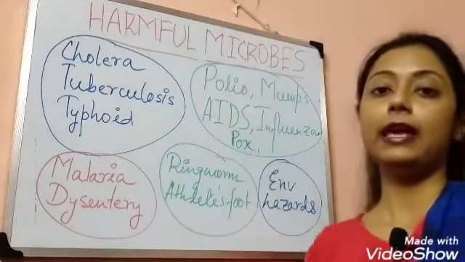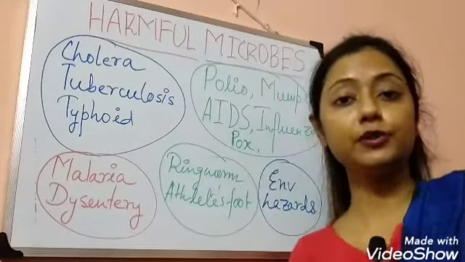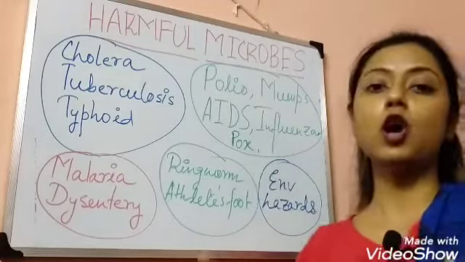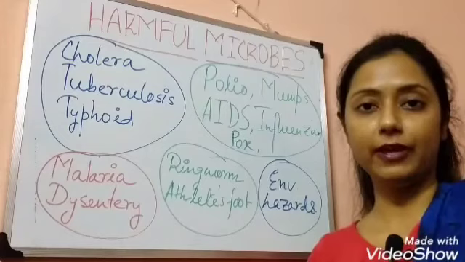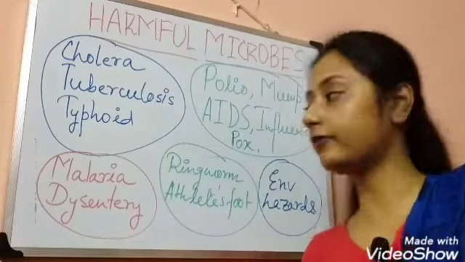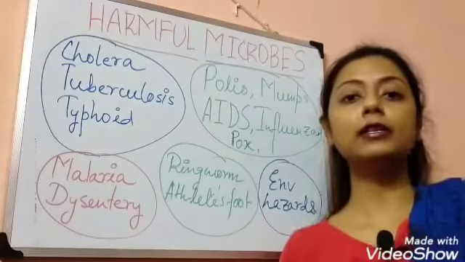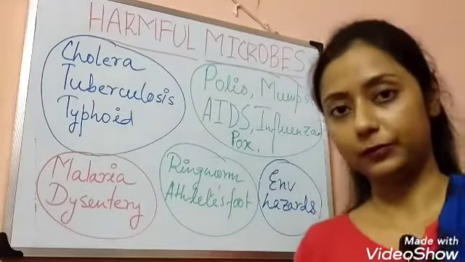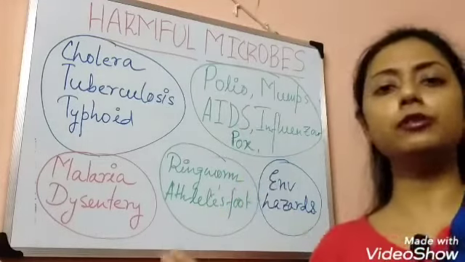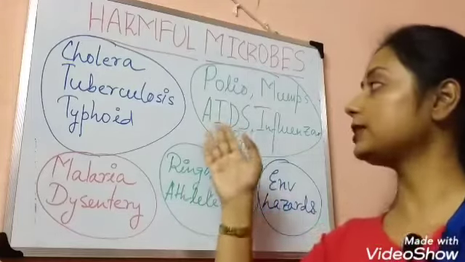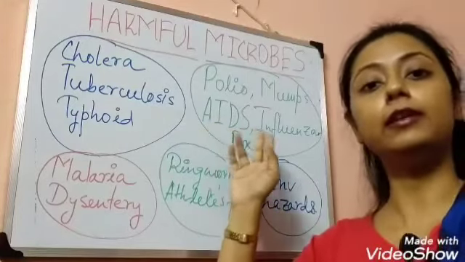AIDS is another disease, caused by the HIV virus. Influenza we are already very familiar with, right? Influenza is caused by the influenza virus, and then the pox. Pox is caused by a virus named vaccinia or variola. You don't need to memorize the virus names, but just memorize the names of the diseases.